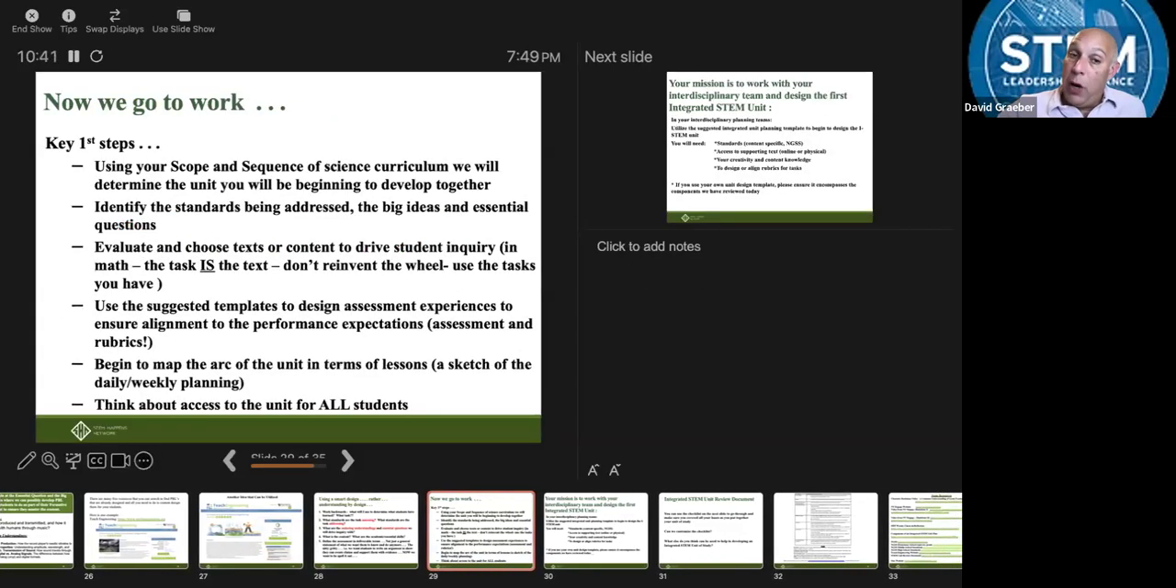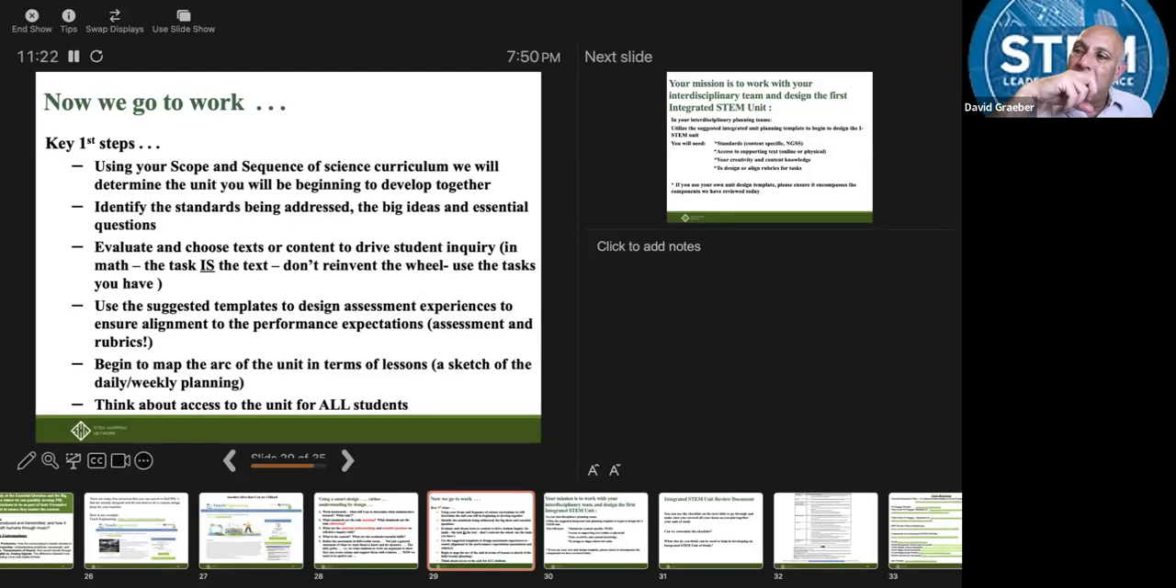Right? So now you've got to go to work. Now you've got to use your scope and sequence. People have different ones across different states and countries for the science curricula, the areas they want you to focus on in your given state, country or city. We will determine the unit you'll begin to develop together. When I'm finished talking here, Sal's going to leave you with a little homework assignment between now and the next time we meet. You want to identify the standards you want to work with in this model unit, because we want you to create a model unit, or refine a unit you've been working on.